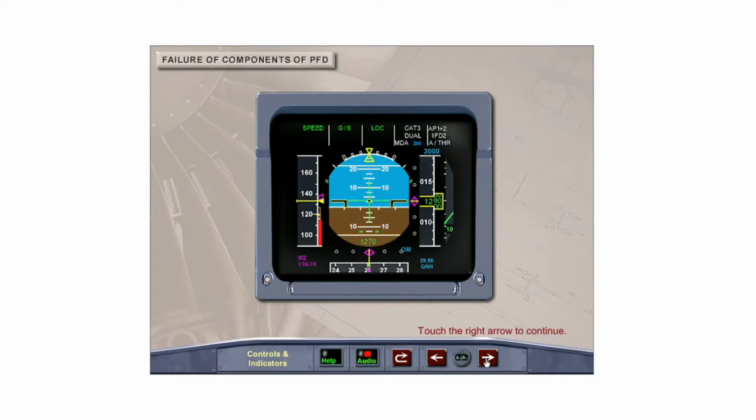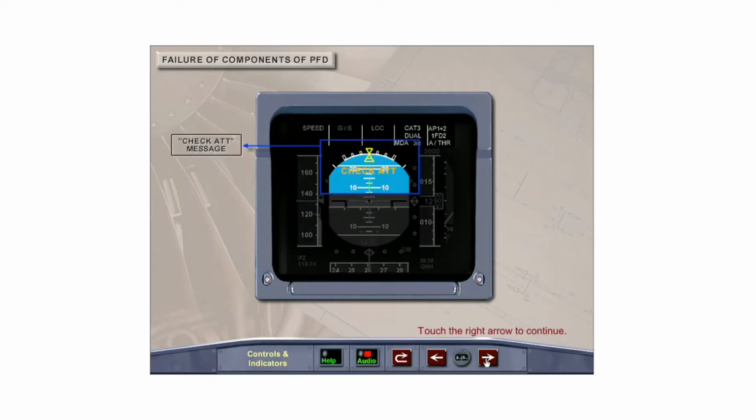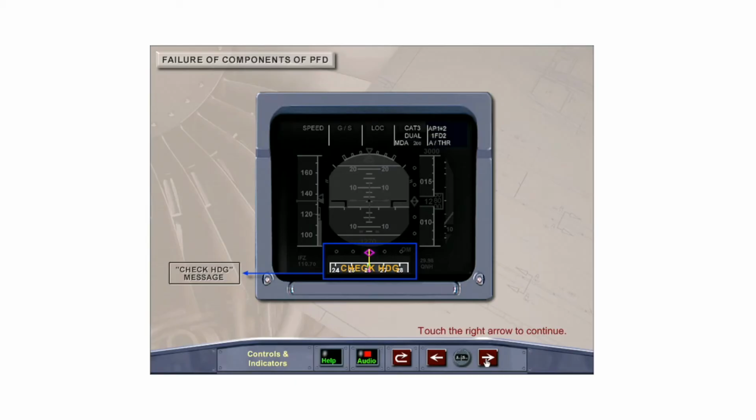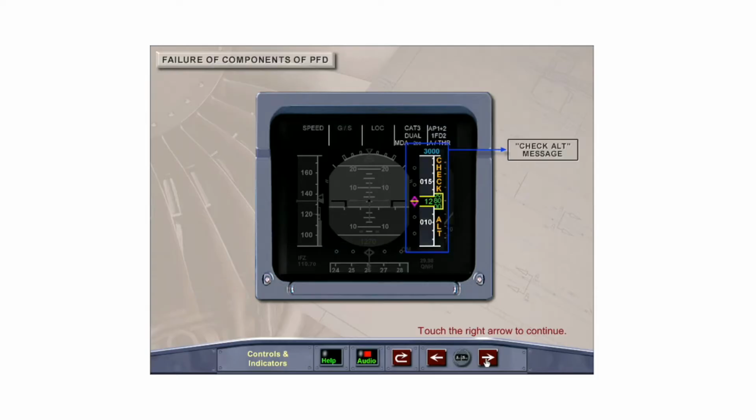For discrepancies between the two primary flight displays, an amber warning message is displayed. A check attitude message is displayed for attitude differences greater than 5 degrees. A check heading message is displayed if a heading difference of more than 5 degrees is detected. And a check altitude message is displayed when a difference of 250 feet or more is detected.